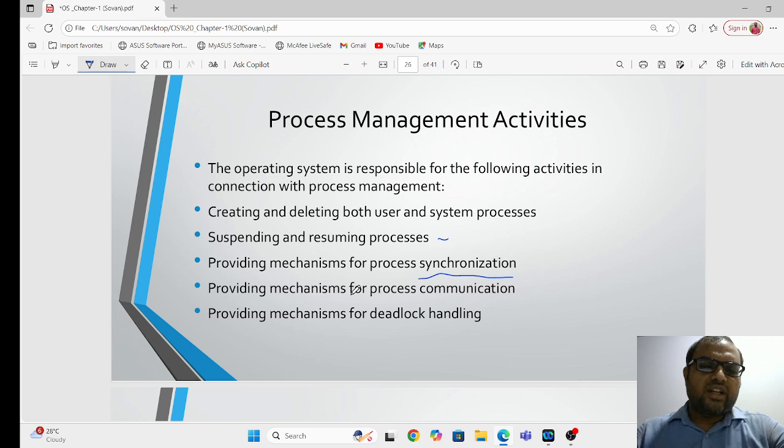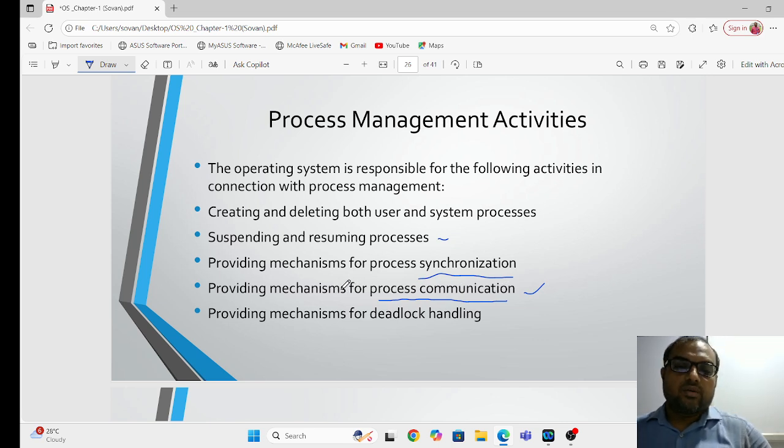And then providing the mechanism for process communication. So communication is very, very important. Which process is completed, which is not, and which has the higher priority. So this communication will be required by the operating system, because of the urgency required for your processes. So this communication will help the management scheme.